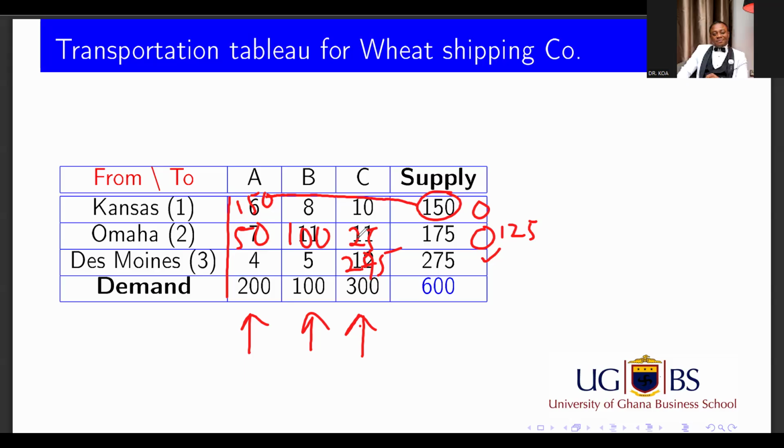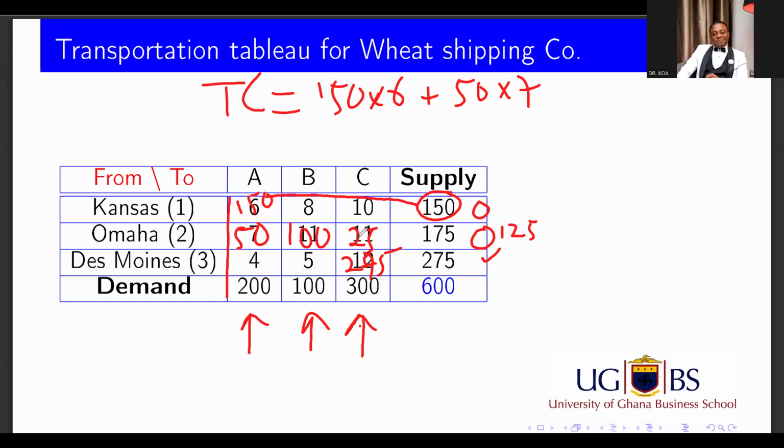So the total cost is going to be found from all those that received allocation, multiplying each one by its corresponding cost. So you can tell me what the total cost will be like. Albert. So the total cost would be the 150 by the 6. 150 by 6. Yes. 50 by 7.